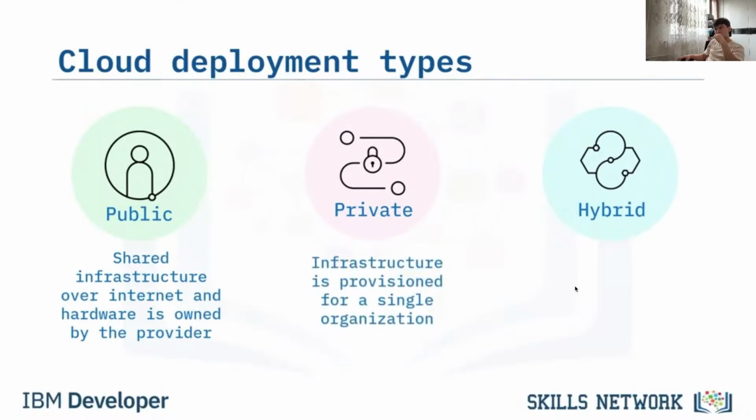With a private cloud, the cloud infrastructure is provisioned for exclusive use by a single organization. The software system can be run on premises, or the infrastructure could be owned, managed, and operated by a service provider. For example, AWS is also a private cloud service provider.